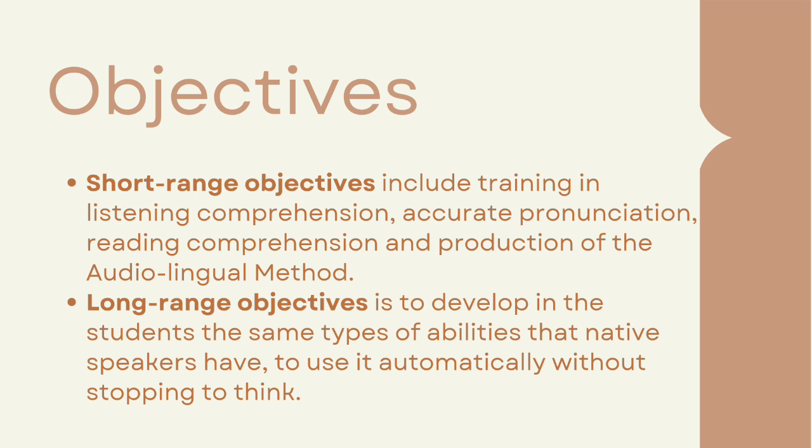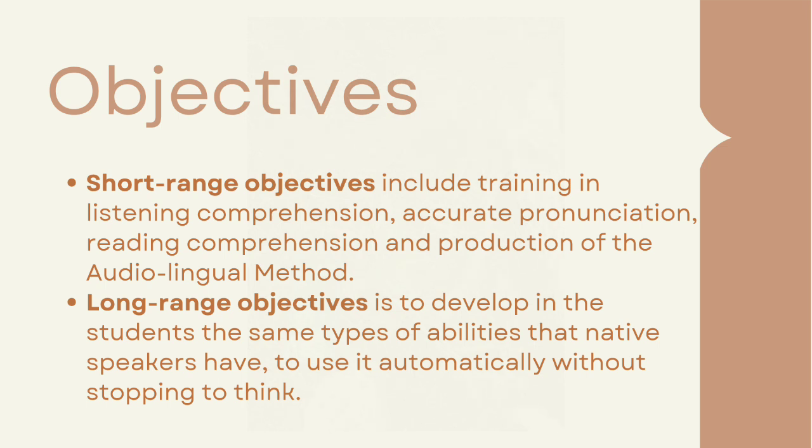Another is a long-range objective, or the ultimate goal. It is to develop in the students the same types of abilities that native speakers have, to use the language automatically without stopping to think. A typical ALM lesson begins with a dialogue that students memorize through repetition and role-playing.